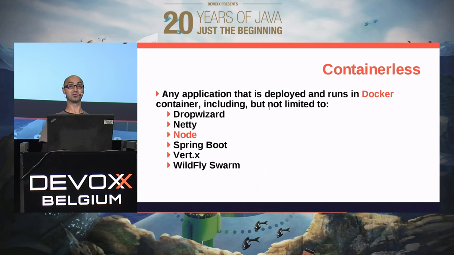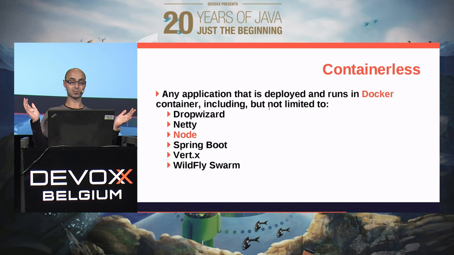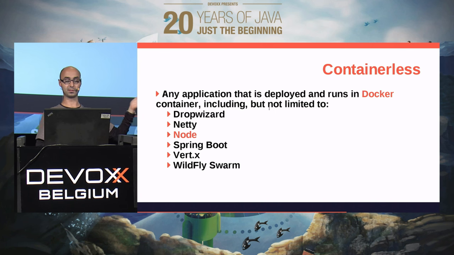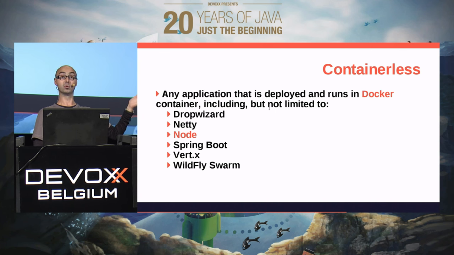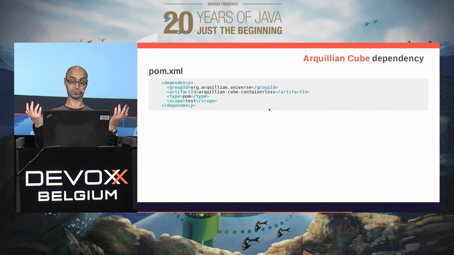So basically, what the containerless thing lets you do is that any application that is deployed and runs on Docker, it doesn't matter if it's done in C, in JavaScript, or in Go, or a Spring Boot jar, it can work. And you can see some examples here: Dropwizard, Netty, Node.js, Spring Boot, Vert.x, or for example, also the new Wildfly Swarm. It can also run with the containerless thing. So what you need to do is add a new dependency, which is Arquillian Cube containerless.